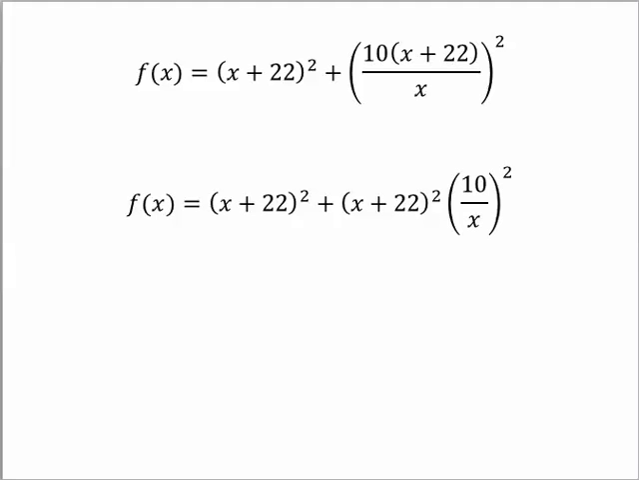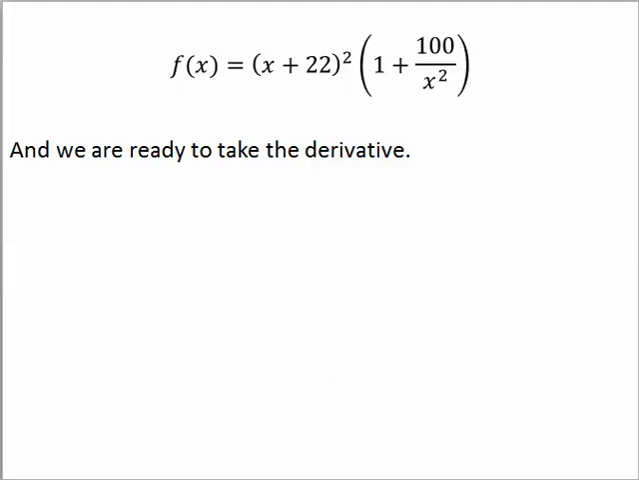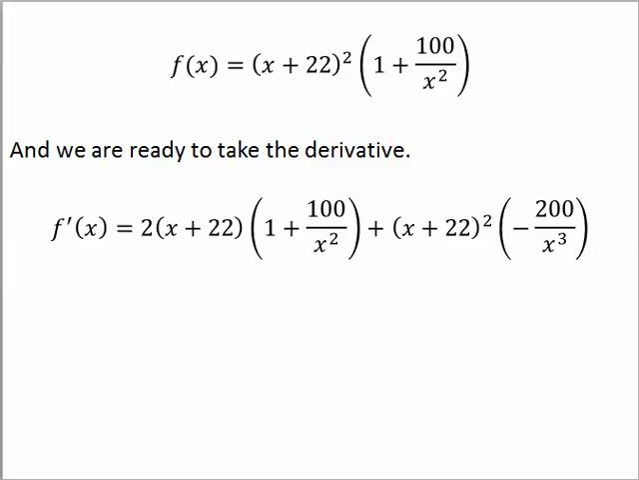What I'd like to do now is clean up the function. Notice that both expressions have (x + 22) squared. Factor that out, and we are ready to take the derivative. Since it's a product, we're going to use the product rule.